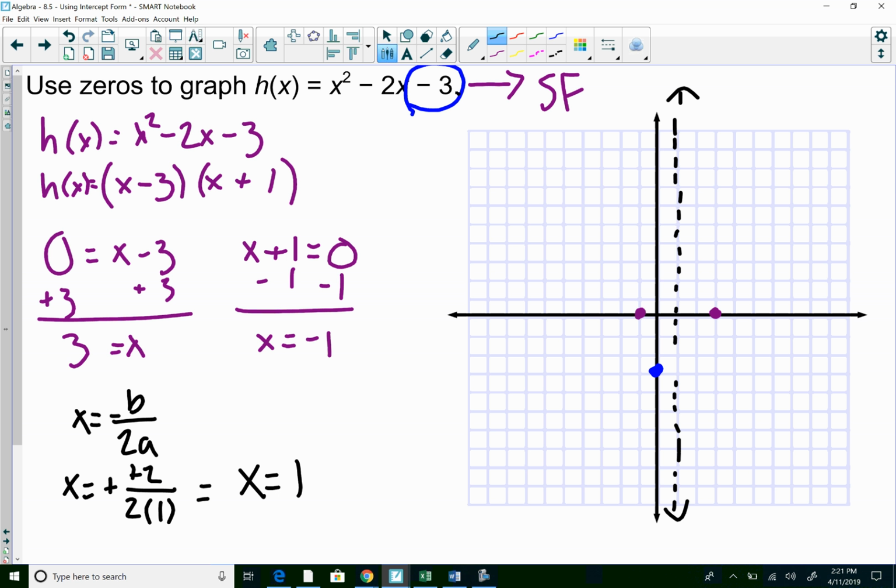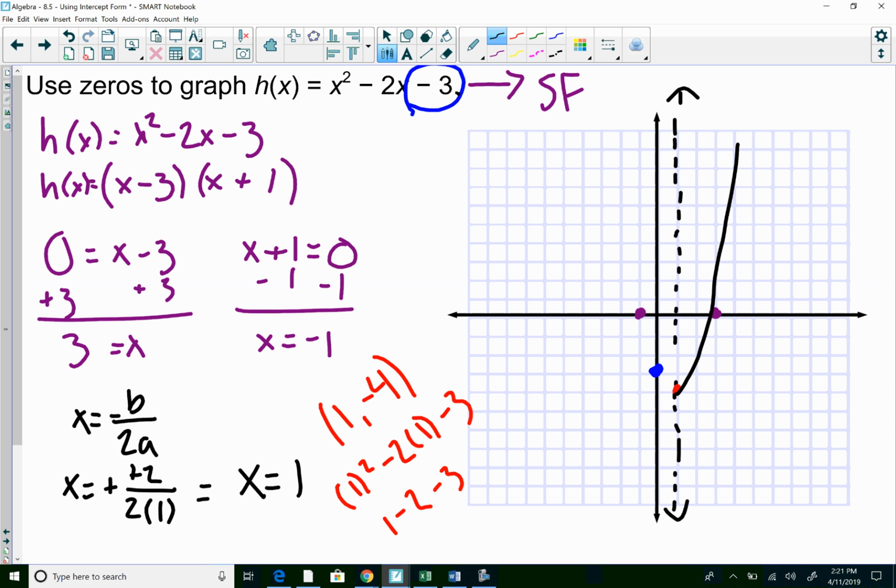And then I'm able to just really quickly figure out, okay, I've got my axis of symmetry. Let's just figure out the entire vertex. So for part of the vertex, we've got the x-coordinate. Let's just quickly figure out the y-coordinate then. So that's going to be 1 squared minus 2 times 1 minus 3. So 1 squared, that's just 1, minus 2 minus 3. So that's going to bring us to negative 4. So I'm at 1, negative 4. All right, now I'm able to just go ahead, connect all the points, and graph in this form.